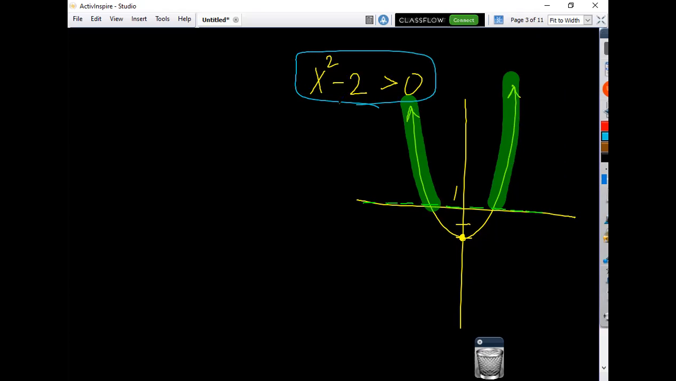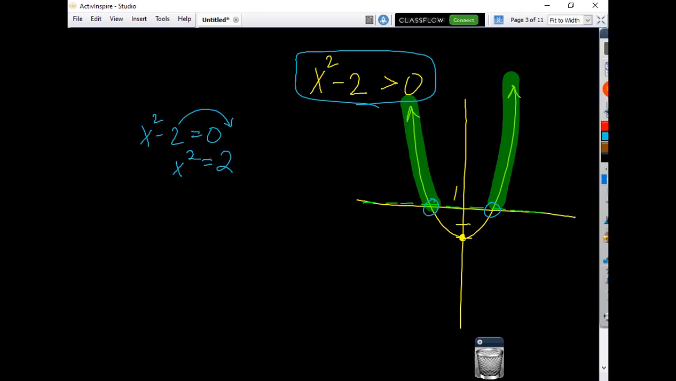And where do those x's occur? So what we're going to have to also figure out here is, what are those 2 x-intercept points there, or where is the graph 0? So when does x squared minus 2 equal 0? Add the 2 to the other side.